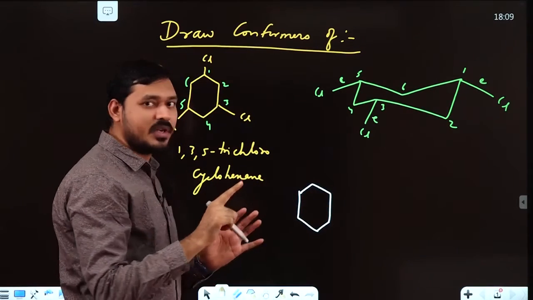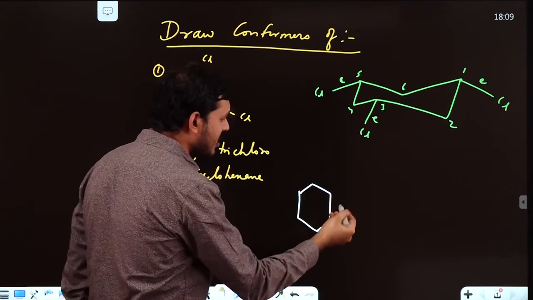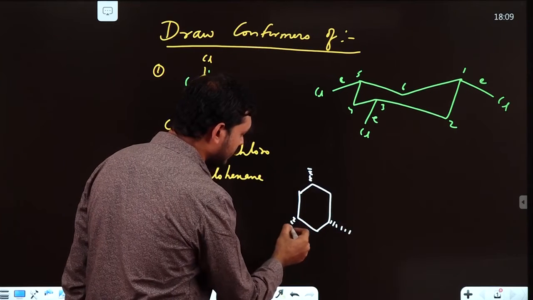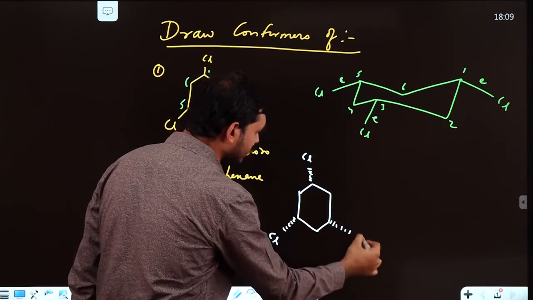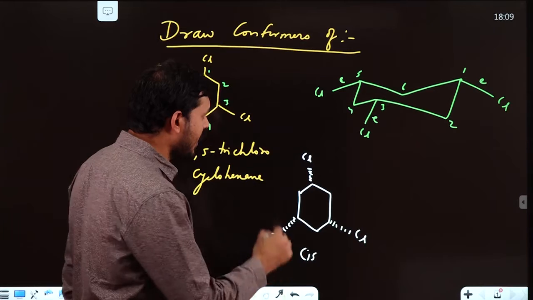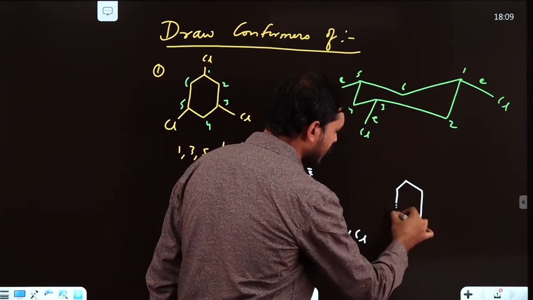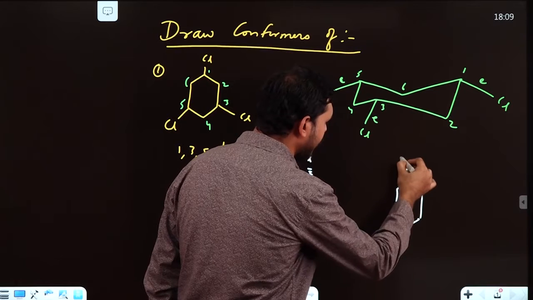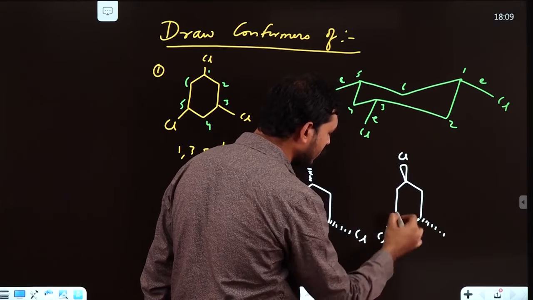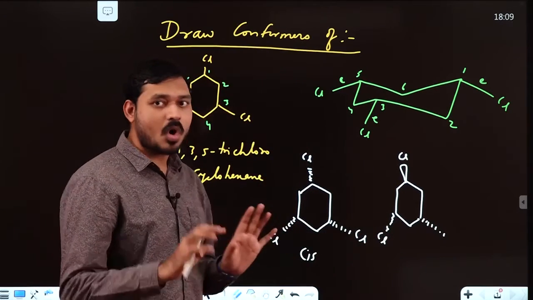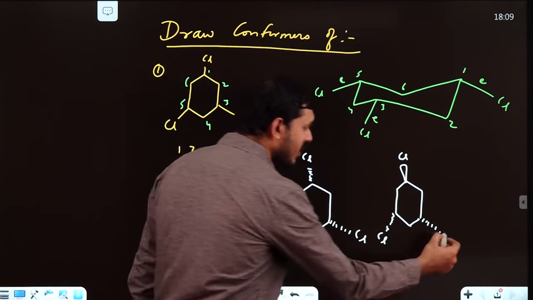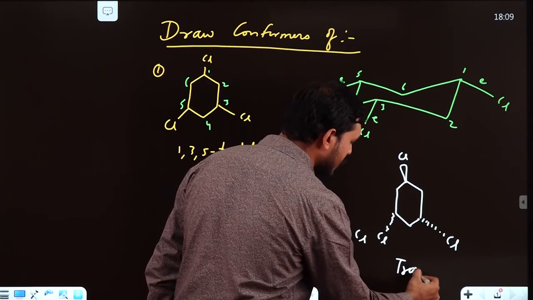If all three chlorines are on the same side, either it is wedge or a dash form. So I am just drawing the dash form of all three chlorines. Okay, so this is cis form. And now suppose any one chlorine in wedge and the other two are in dash, or any one chlorine in dash and the other two are in wedge, then you can say it will be trans form.